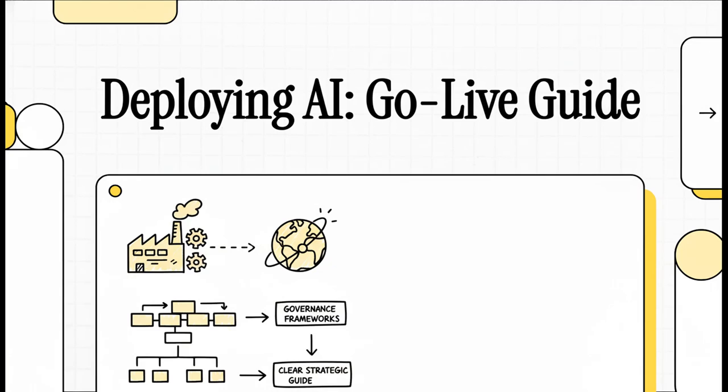Welcome to the Explainer. Today, we're going to tackle a big topic. How do you actually take an AI model from the lab and get it out into the real world? We're going to break down the whole complex process of AI deployment into a clear strategic guide, using some key frameworks to help light the way.